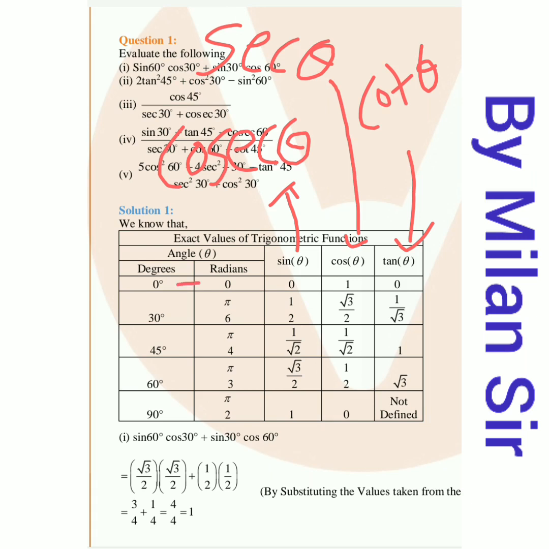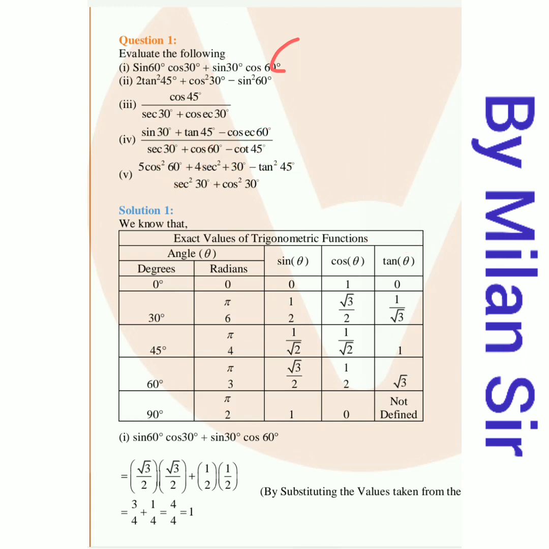So sin theta at 0 degree is 0, sin 30 is equal to 1 by 2, sin 45 is equal to 1 upon under root 2, sin 60 is equal to under root 3 by 2, sin 90 is equal to 1. Then if we write in the reverse order, then we can get the value of cos theta. So cos 0 is equal to 1, cos 30 is equal to under root 3 by 2, cos 45 is equal to 1 upon under root 2, cos 60 is equal to 1 by 2, cos 90 is equal to 0. And if we divide sin theta by cos theta, then we can get the value of tan theta.